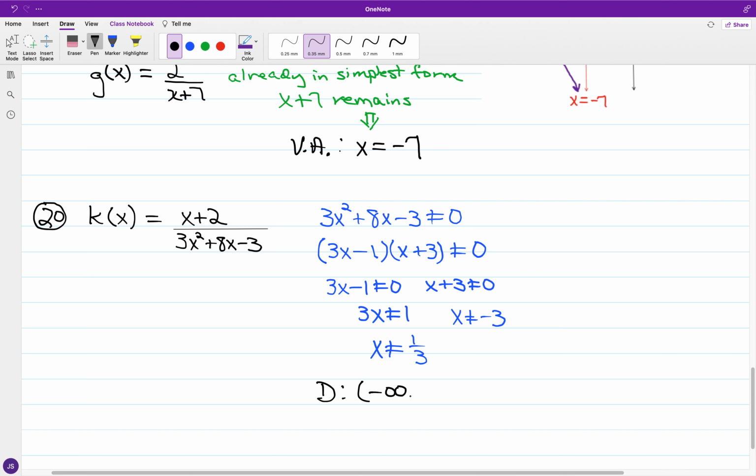Okay, so going from -infinity to the smaller of the exclusions, but not including. So we have approaching -3, and we have bypassing -3. So have those values of x such that -3 is less than x is less than 1/3, and with 1/3 as the second and last exclusion. Okay, the rest of the domain will be those values of x greater than 1/3.